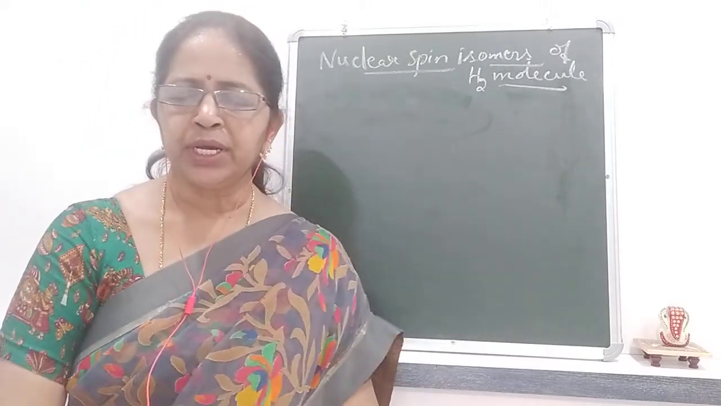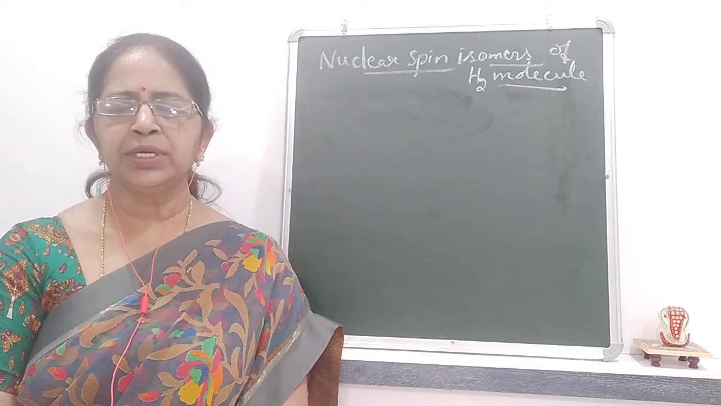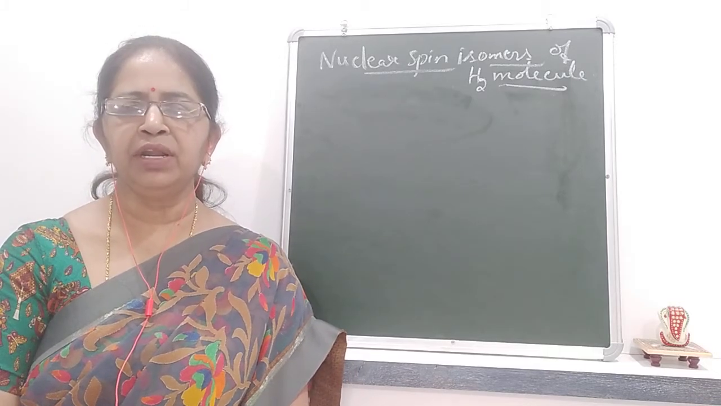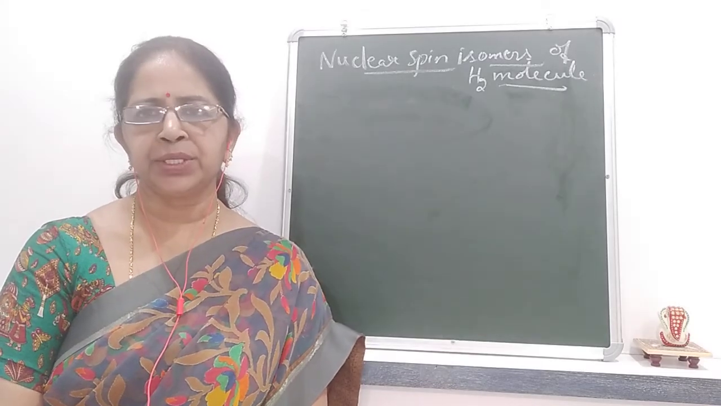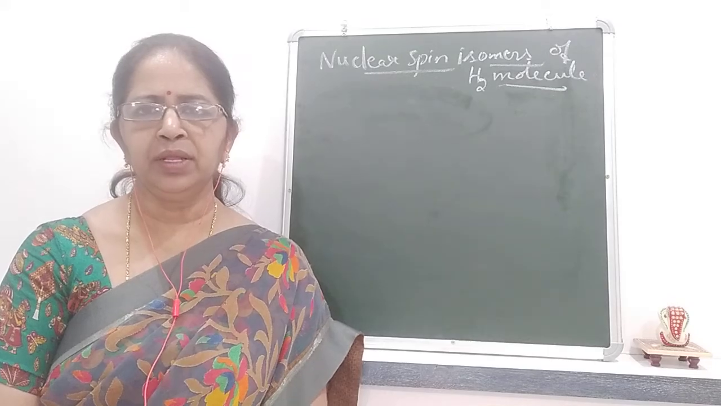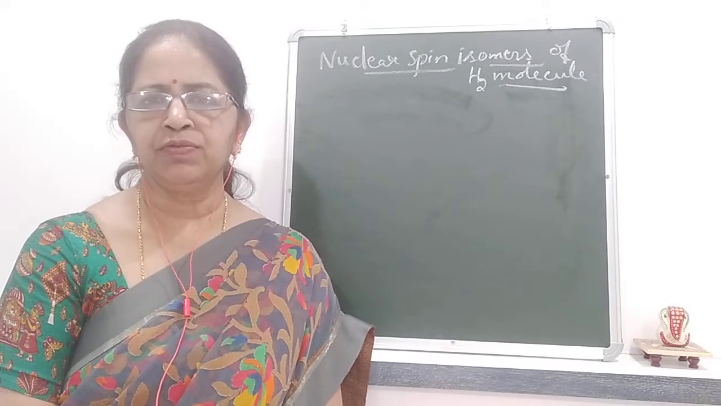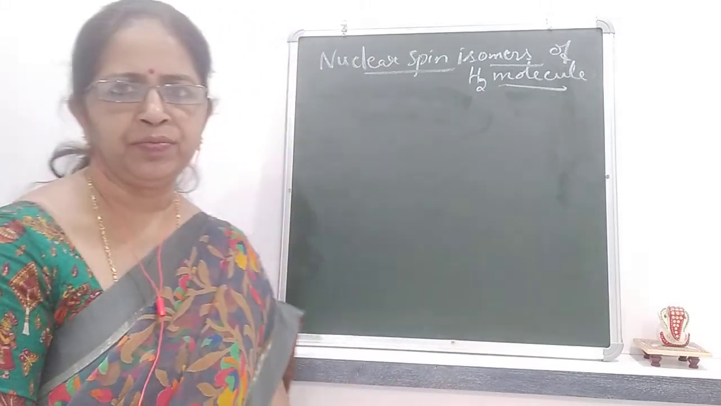What are isomers? Isomers are compounds having the same molecular formula but different structural formulae. By having different structures, they exhibit different properties. Okay? How this hydrogen molecule forms different nuclear spin isomers, let us see now.